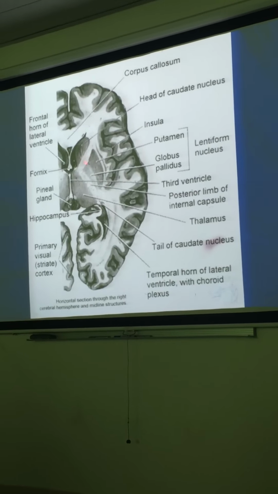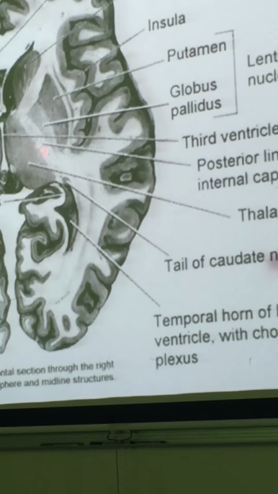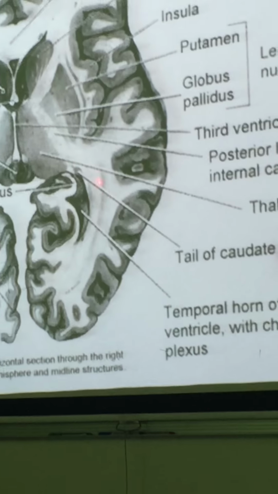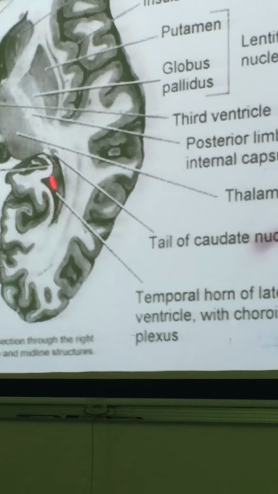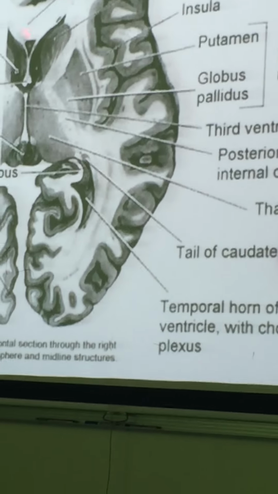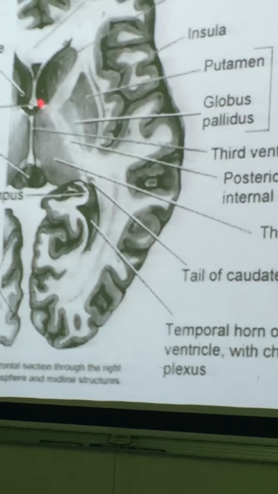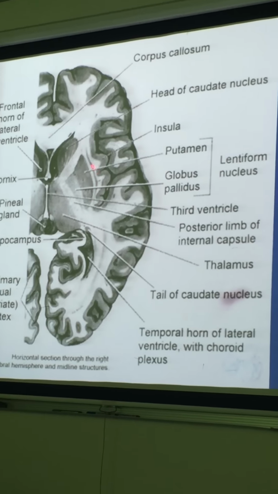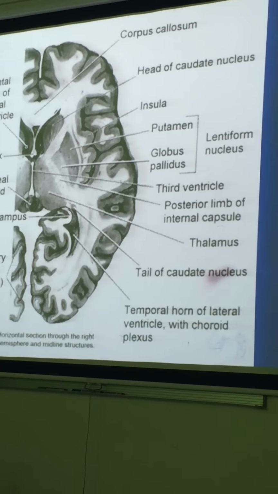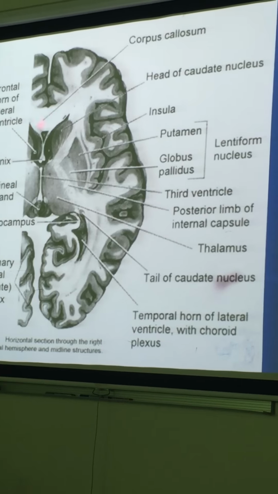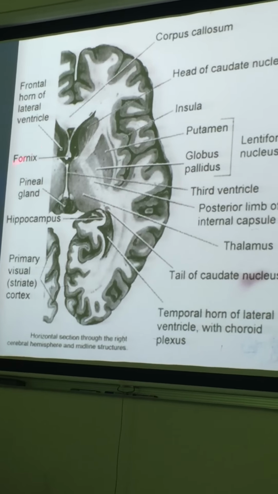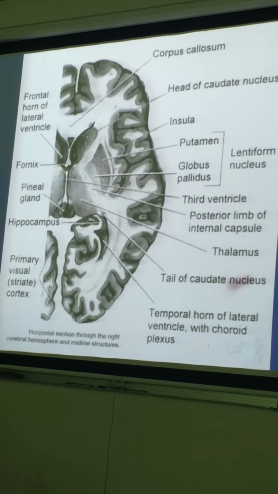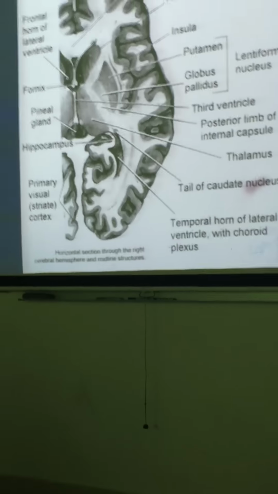Anterior limb, posterior limb, and genu. Then sublenticular and retrolenticular parts. So these are the parts. This is the corpus callosum. This is the septum pellucidum. This is the claustrum, on the lateral side. So please remember the names of these structures, and this is actually how it looks if you cut a brain section like this.